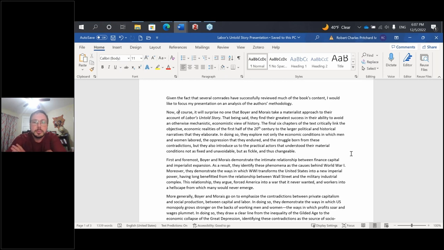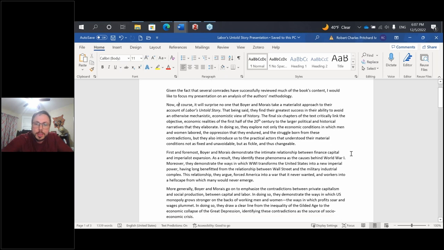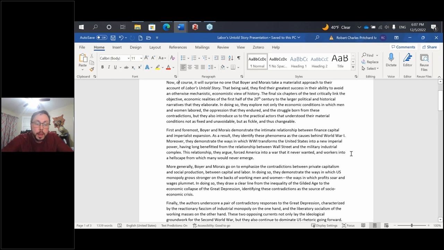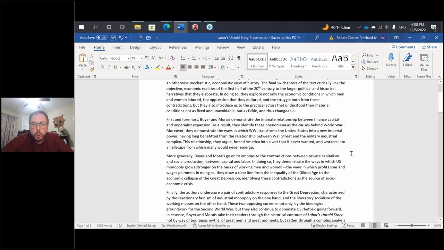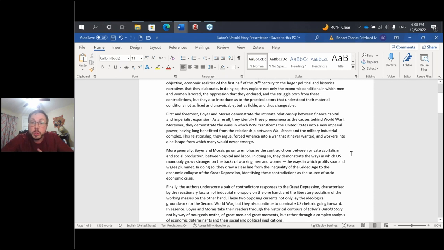In doing so, they explore not only the economic conditions in which men and women labored, the oppression that they endured, and the struggle born from these contradictions, but they also introduce us to the practical actors that understood their material conditions not as fixed and unavoidable, but as fickle and thus changeable. First and foremost, Boyer and Morais demonstrate the intimate relationship between finance capital and imperialist expansion. As a result, they identify these phenomena as the causes behind World War I. Moreover, they demonstrate the ways in which World War I transforms the United States into a new imperial power, having long benefited from the relationship between Wall Street and the military-industrial complex.